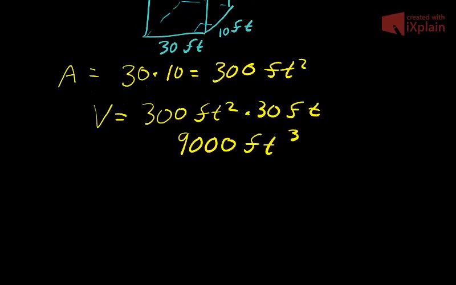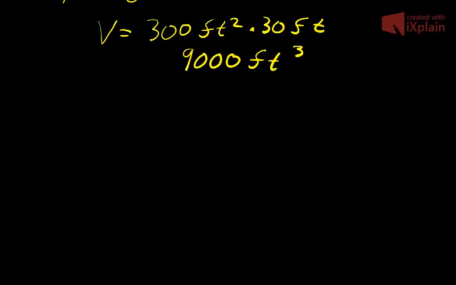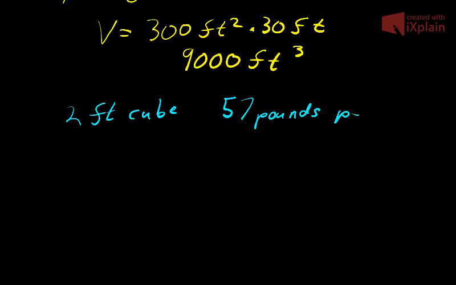Alright, so what we want to do now is walk through a couple more problems. If I have a 2-foot cube of ice, and it weighs 57 pounds per cubic foot, how much does it weigh? So I have a 2-foot cube at 57 pounds per cubic foot. Pounds per cubic foot. That's important.